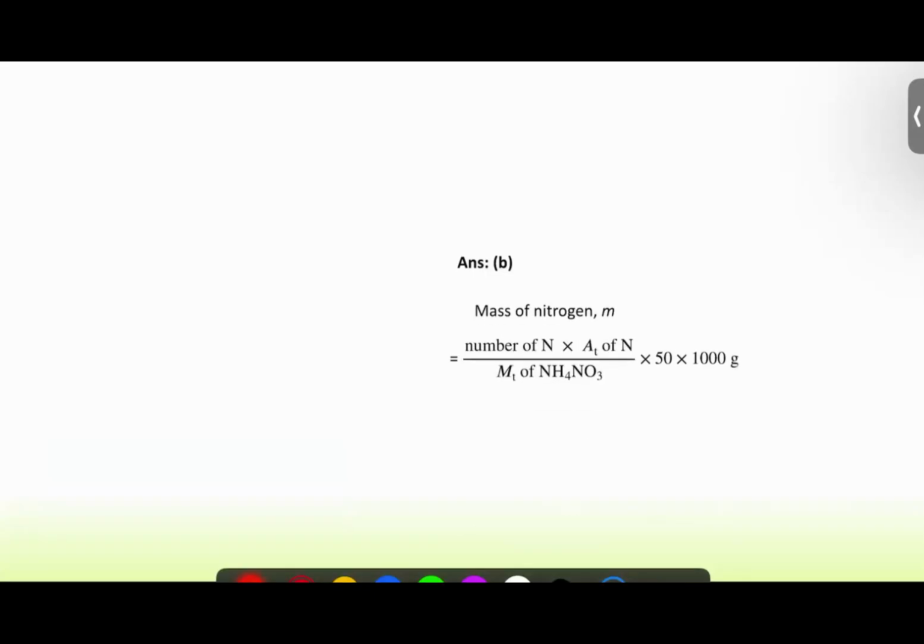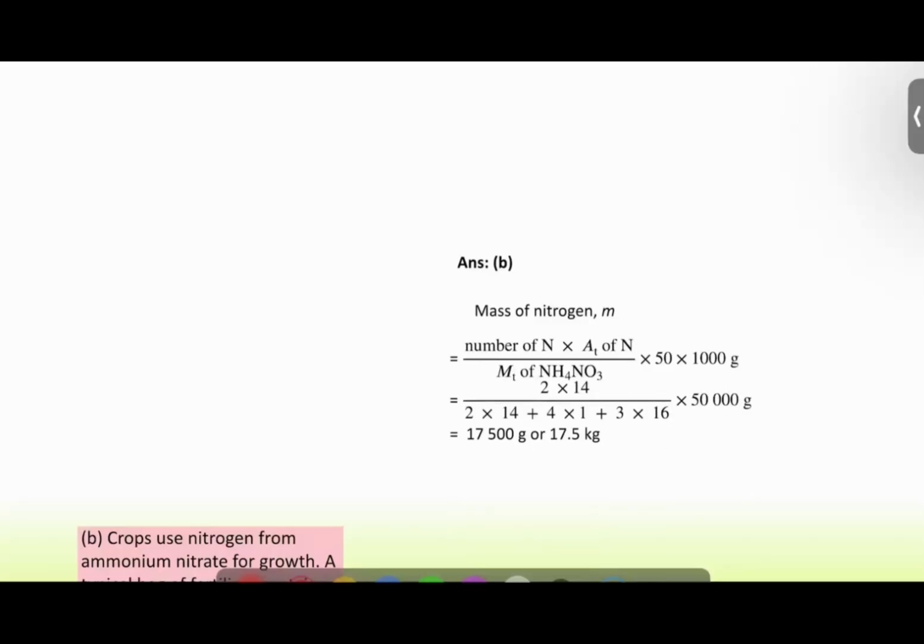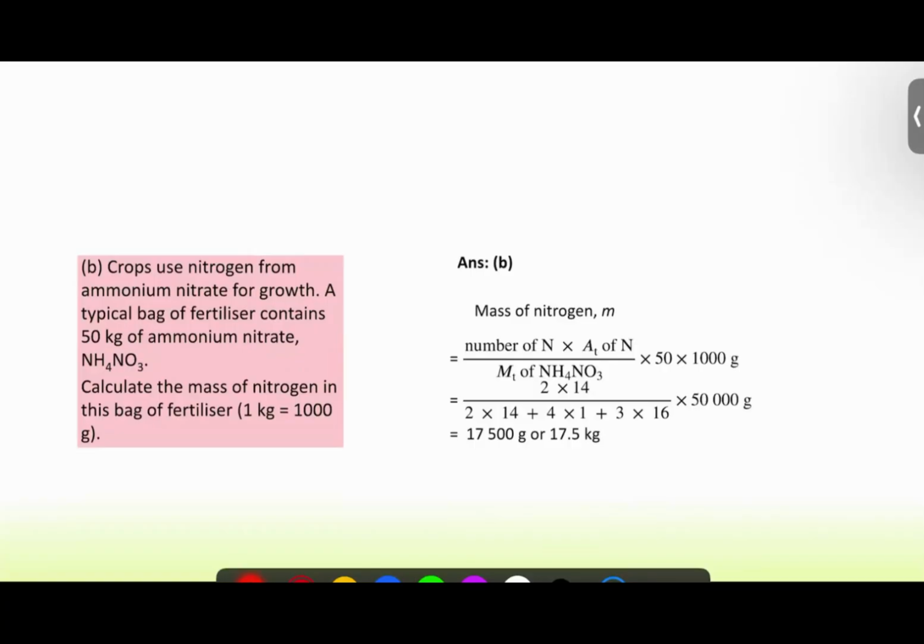So for the mass of nitrogen, we will use this formula. We take the number of nitrogen times the Ar of nitrogen, divided by the Mr, and multiply it by 50 kg, and convert the kg to grams by multiplying by 1,000. So this part is the answer that we get. We can leave our answer either in grams or in kg.